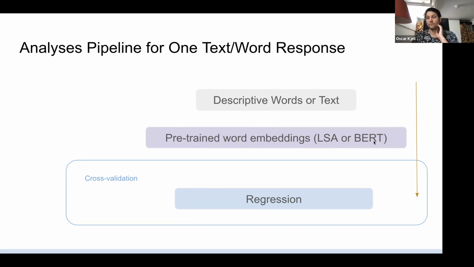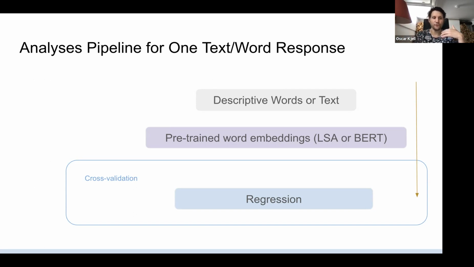When we use transformers, they usually have 768 dimensions, so each word is represented by 768 dimensions. It's also possible to aggregate word embeddings, so even if you have a sentence or a text, you can describe that sentence or text with 768 dimensions. Then we put that into multiple regression in order to predict a numeric value, which here is one of the rating scales, the harmony in life scale or the satisfaction with life scale.